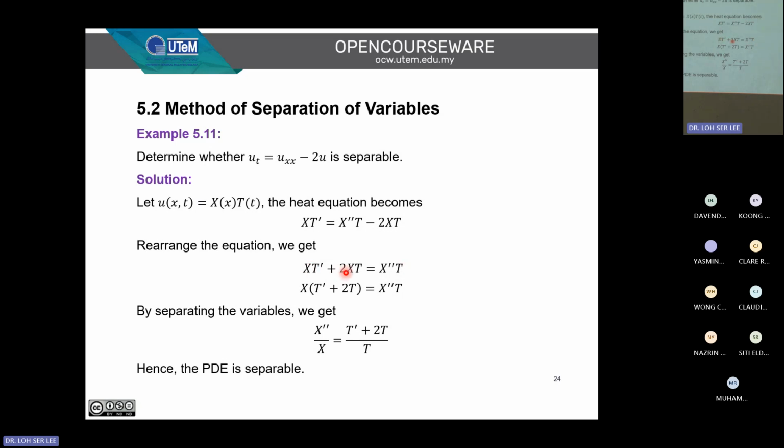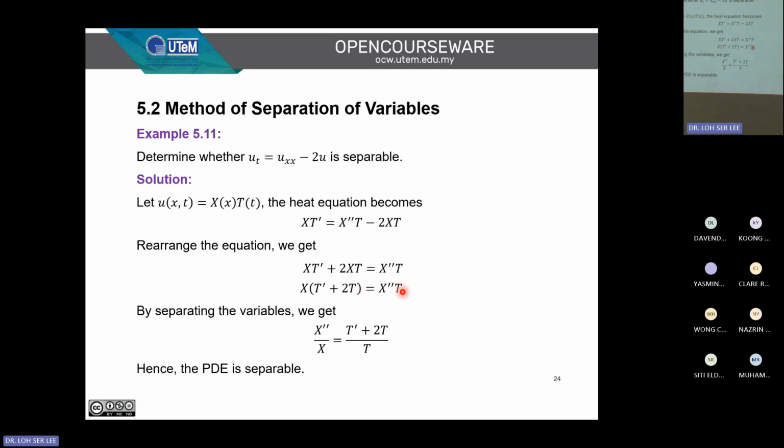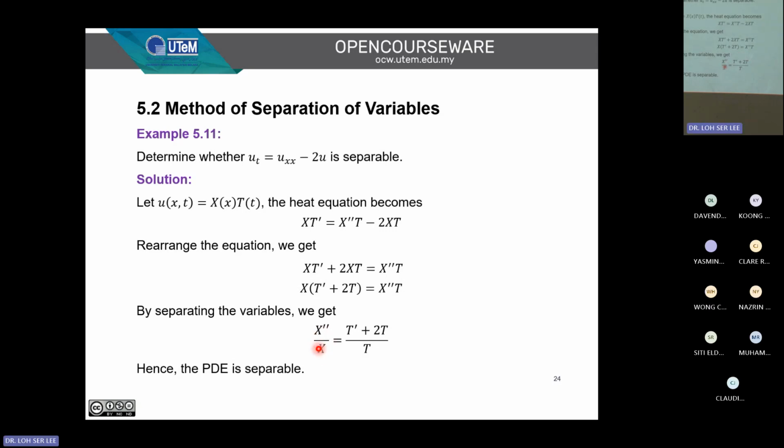So we try to factorize the X. We have T prime plus 2T, and here we have X double prime T. Now we can separate this by moving this X to the right and this T to the left. Then we get all X on one side and all T on the other. It doesn't matter which one is on the left or right, as long as one variable is on the left and another variable is on the right. Then this is separable.